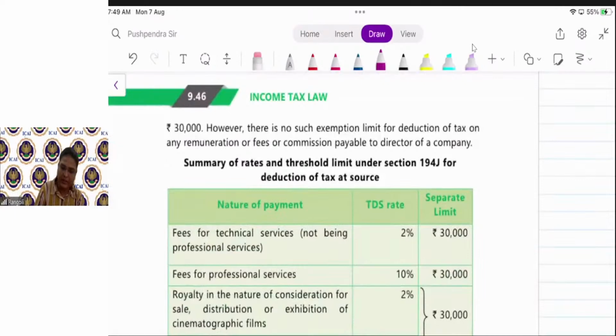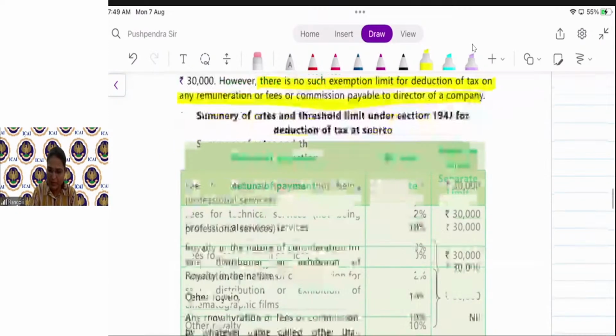Here it is given that there is no such exemption limit for deduction of tax on any remuneration or fees or commission payable to a director of a company. So the table is given here.